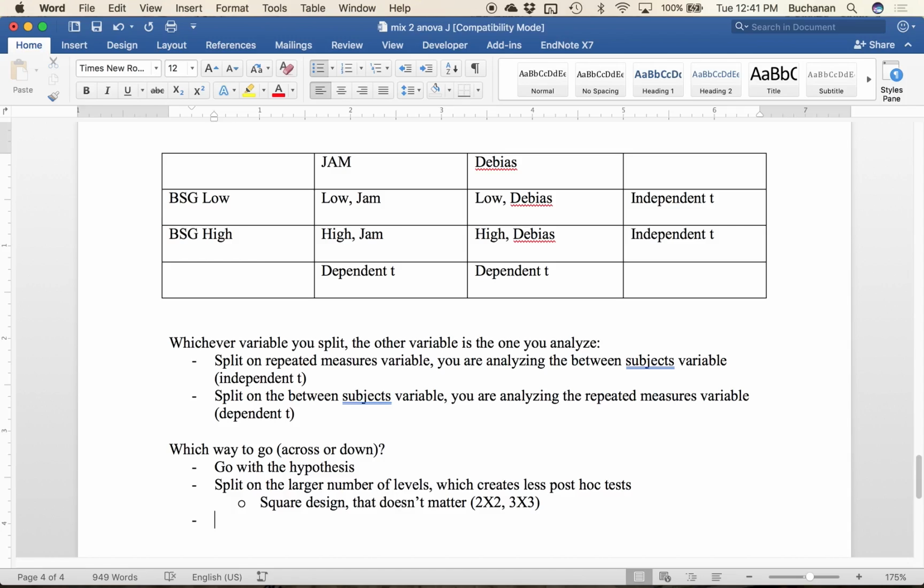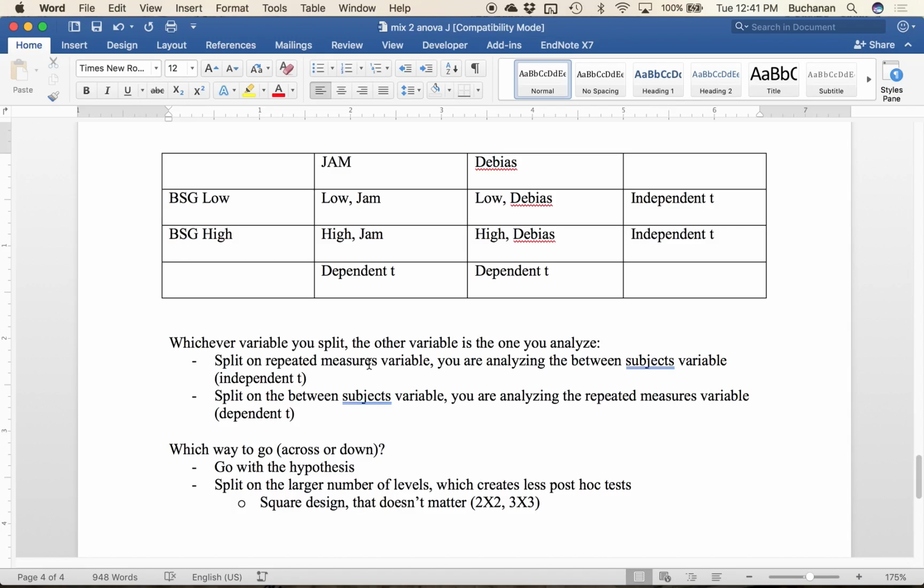And then the real rule is, remember, do what your advisor wants. But this set of rules about going with a hypothesis or splitting on the larger number of levels is from the Keppel and Wickens book. Okay, so in our case, we could do either one.